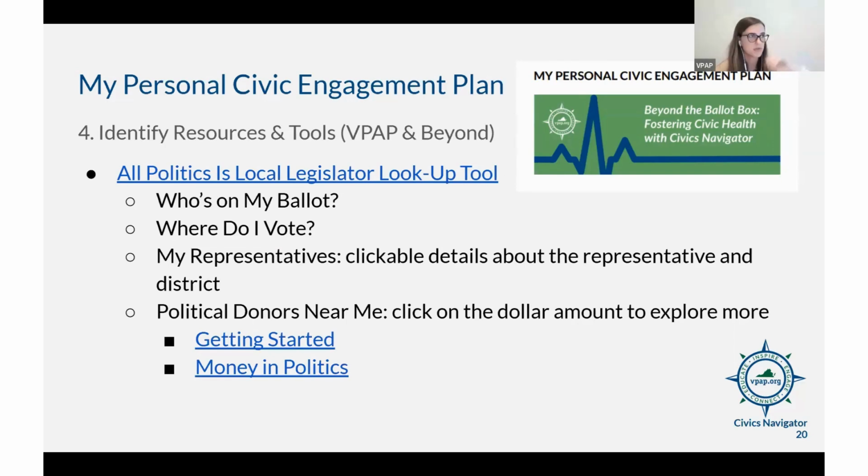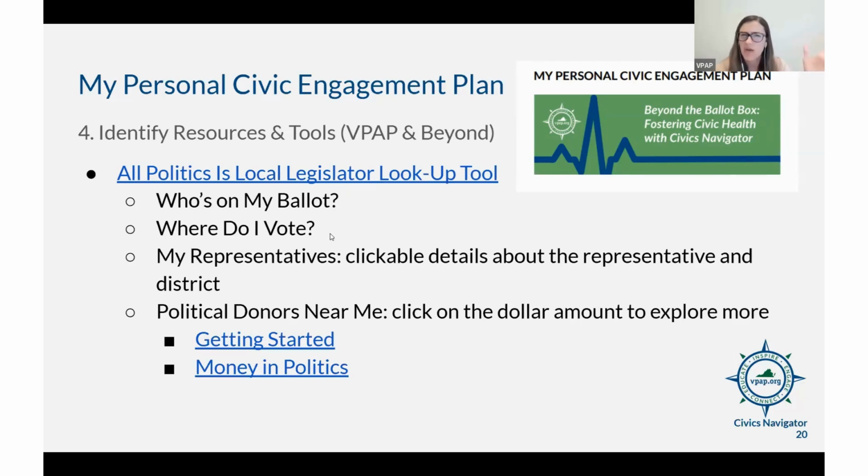If you scroll down, there's a section where you can type in your address. You can also click on this link. There's a bunch of different ways to get there. We also have it in the civics resources. But starting with that, and I'm actually going to show you this because it's critical. You get to see who's on your ballot and where you vote.